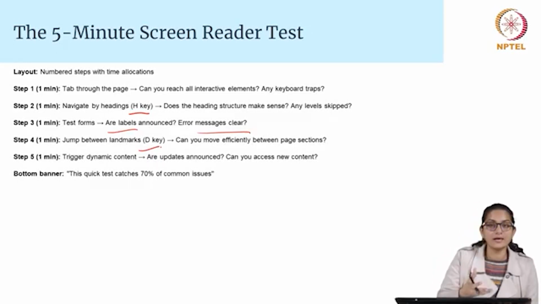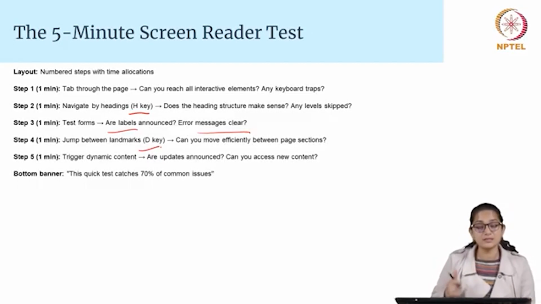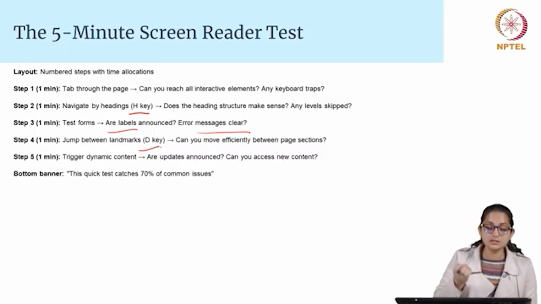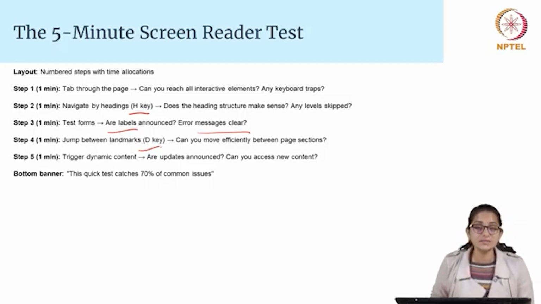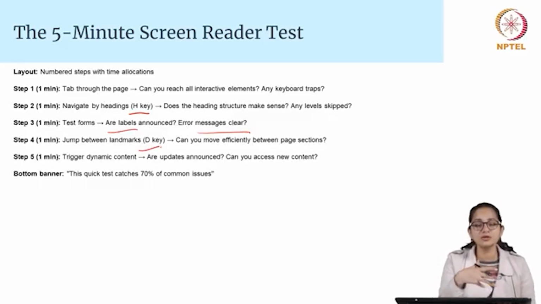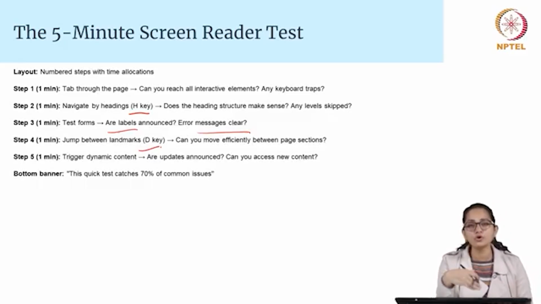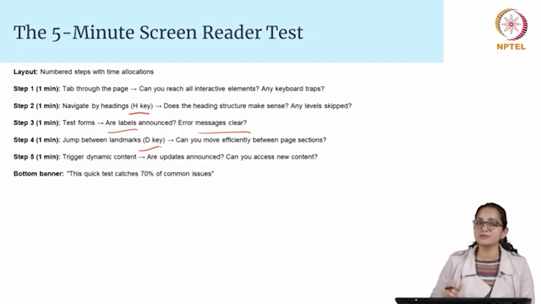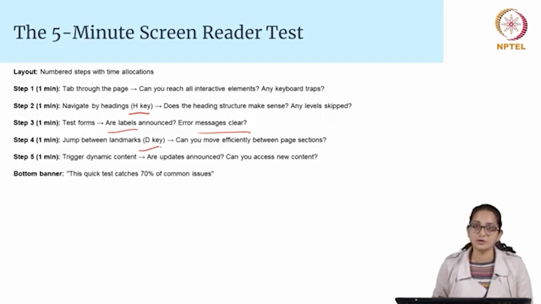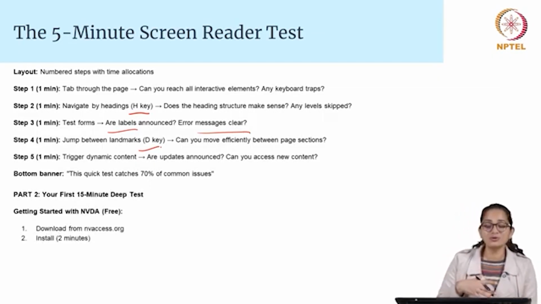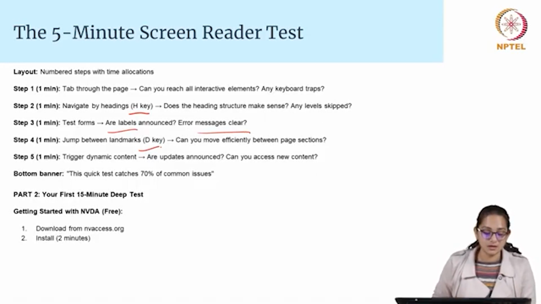Then try to trigger dynamic content. Are updates announced? Can you access new content? All of those things. This quick test catches almost 70% of the common issues. All of this kind of testing can be an ongoing part of the development process itself, whether you are developing a simple website or a digital product. Then you can go on to do a 15-minute deep analysis.